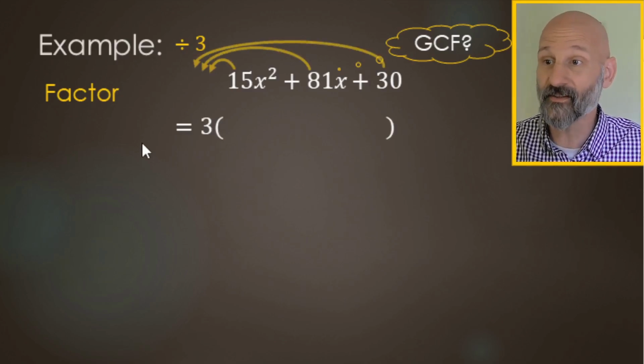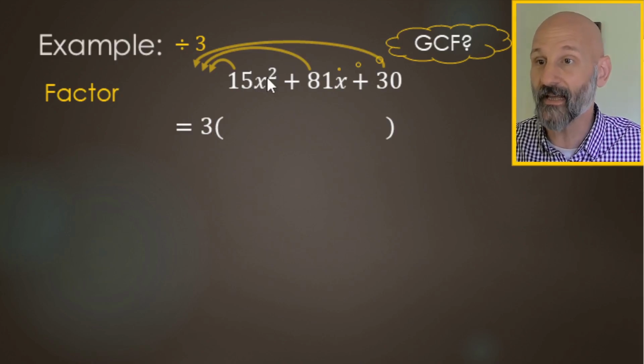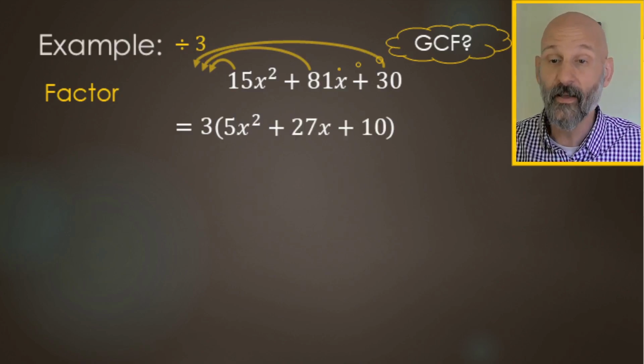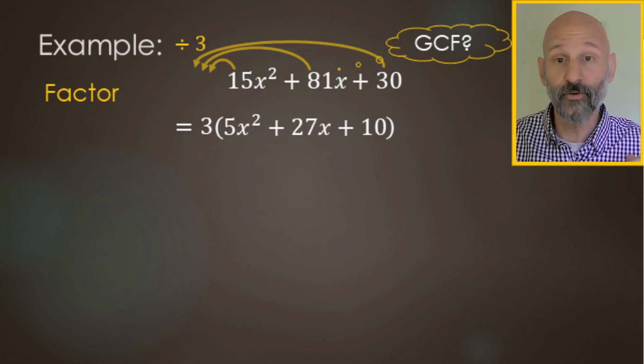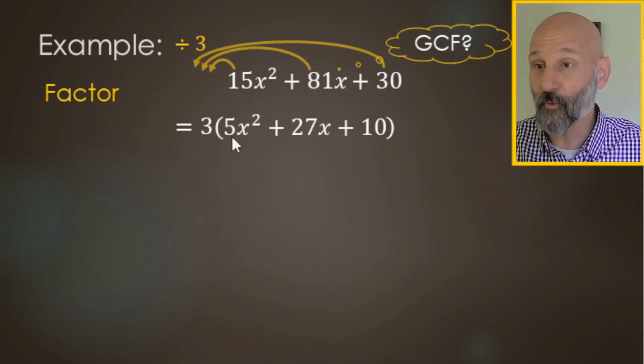Okay, so our next step is going to look like this, 3 and then parentheses, and now we divide out that 3, right? So we have 15x squared divided by 3. That's going to make a 5x squared. 81x divided by 3 is going to make 27x. And then 30 divided by 3 makes 10.